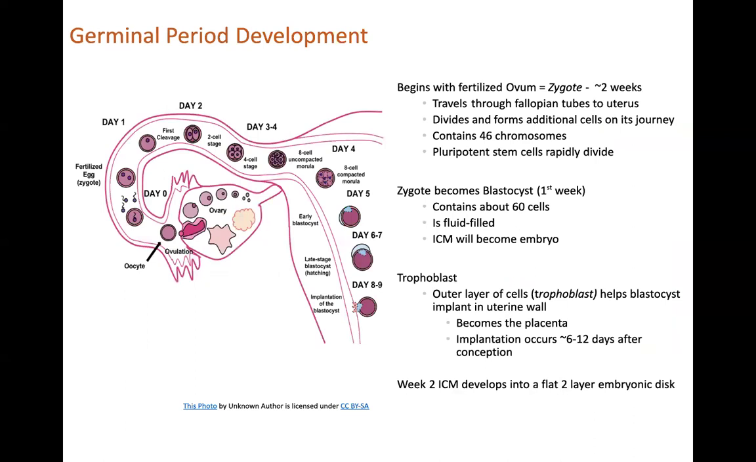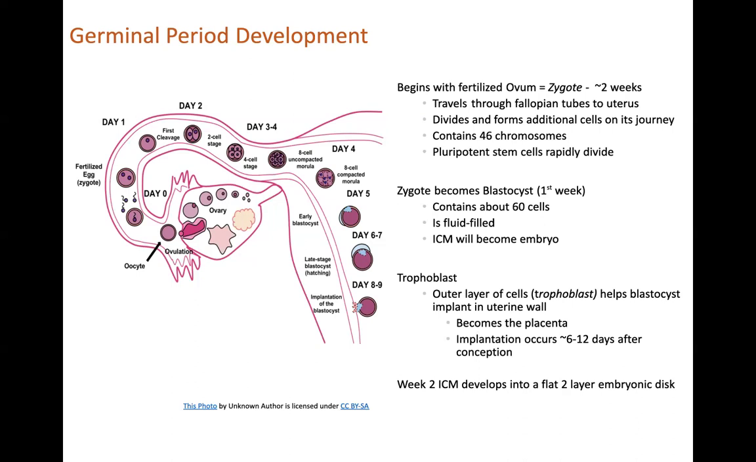Okay, then you have the germinal period. It begins with the fertilized ovum, also known as a zygote, at approximately 2 weeks. Development actually starts 12 to 24 hours after the sperm penetrates the egg. It travels through the fallopian tubes to the uterus, divides and forms additional cells on its journey, and contains 46 chromosomes. Then pluripotent stem cells rapidly divide. Remember, we talked about pluripotent stem cells in class. They can become any type of cell the body needs. After 2 weeks, these cells become specific.